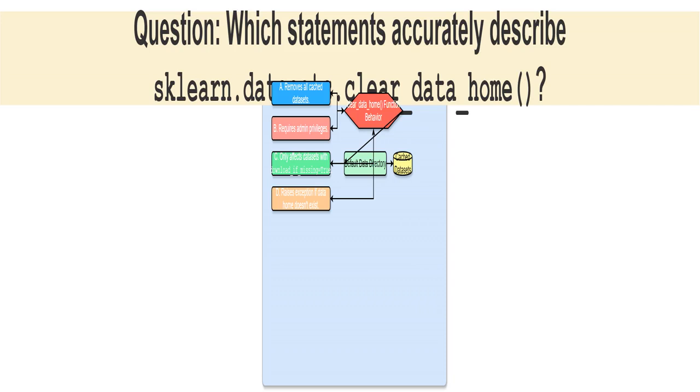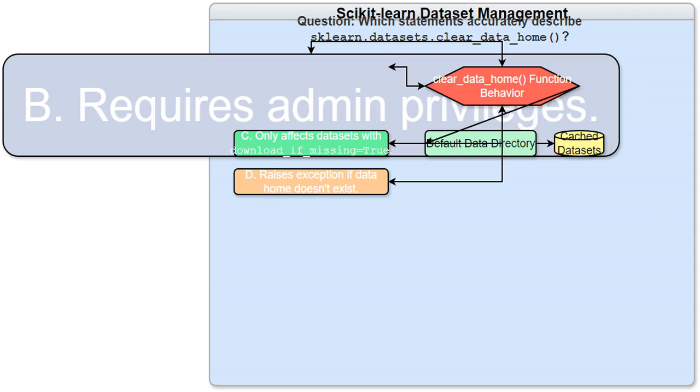The _clear_data_home function removes all cached datasets from the default data directory. I can use it to completely erase these cached datasets from my system. This is incorrect. I don't need to worry about how the data was downloaded. The _clear_data_home function removes all cached datasets.